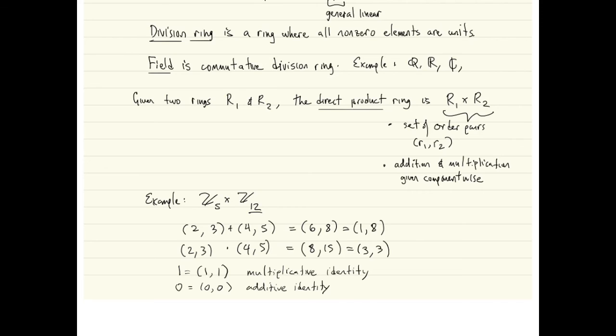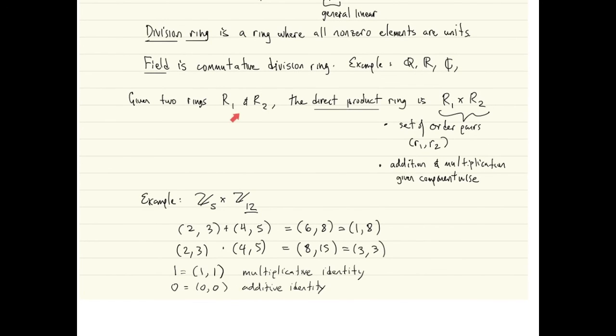Now, given two rings R1 and R2, the direct product is a new ring, and it's denoted R1 cross R2. Even though we use times, this is not multiplication of numbers. We've seen this in the context of groups, that it's the set of ordered pairs, R1 and R2, and addition and multiplication are given component-wise. So entirely analogous to the setting of groups.